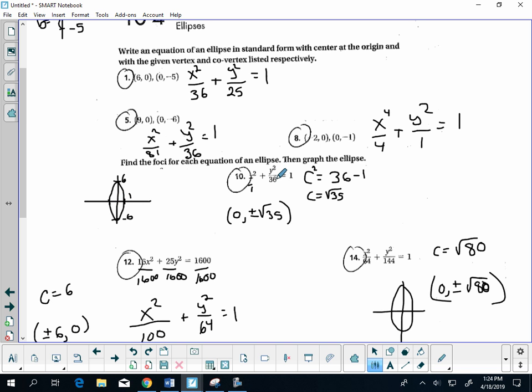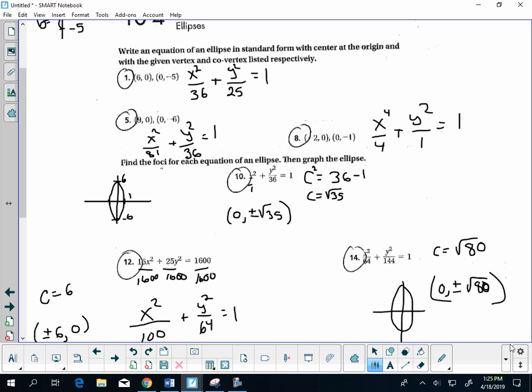My number underneath y squared is 6 squared, so I go up 6, down 6. That's where those come from. So those are my co-vertices, those are my vertices. They also asked us to find the foci, which is going to be 36 minus 1, which is a squared minus b squared. And I got radical 35.